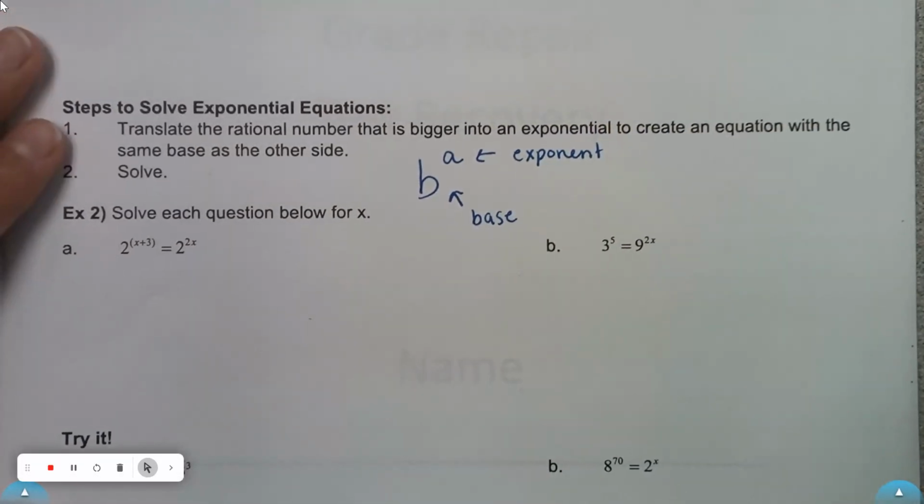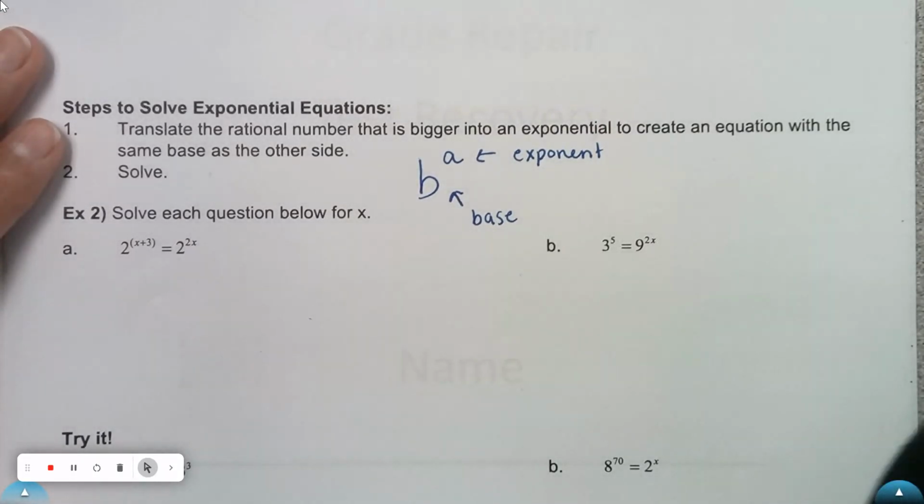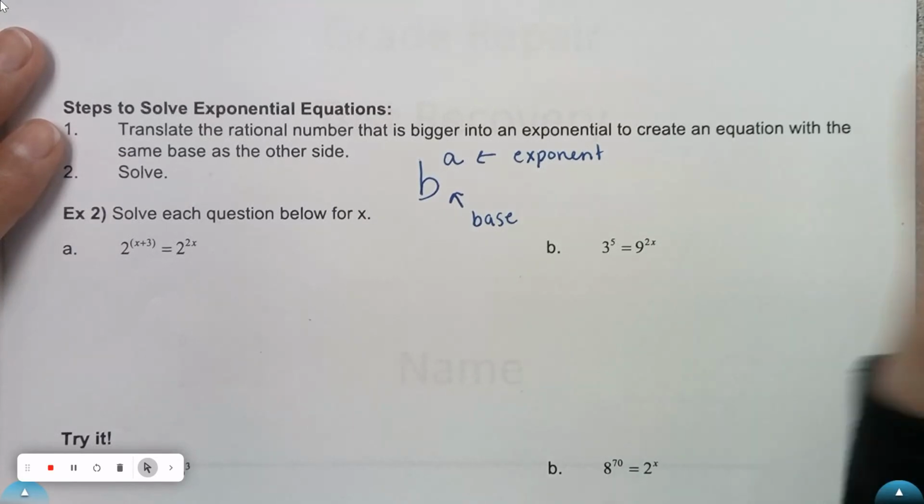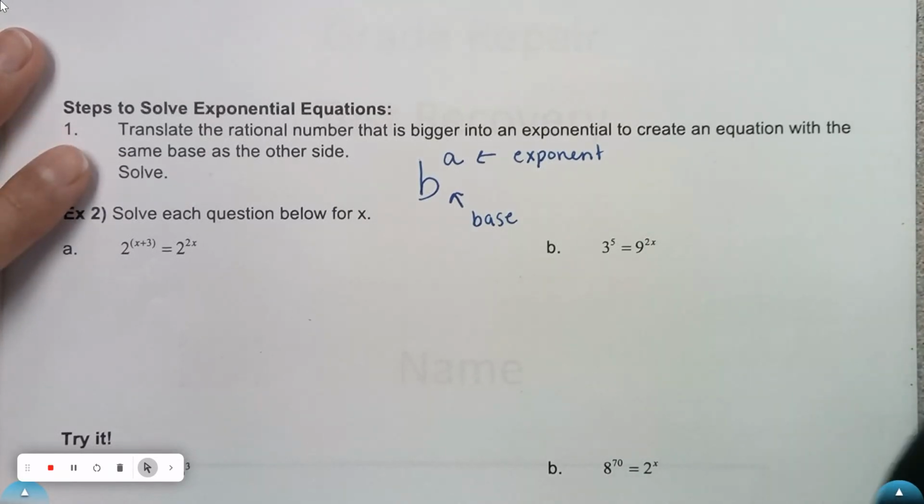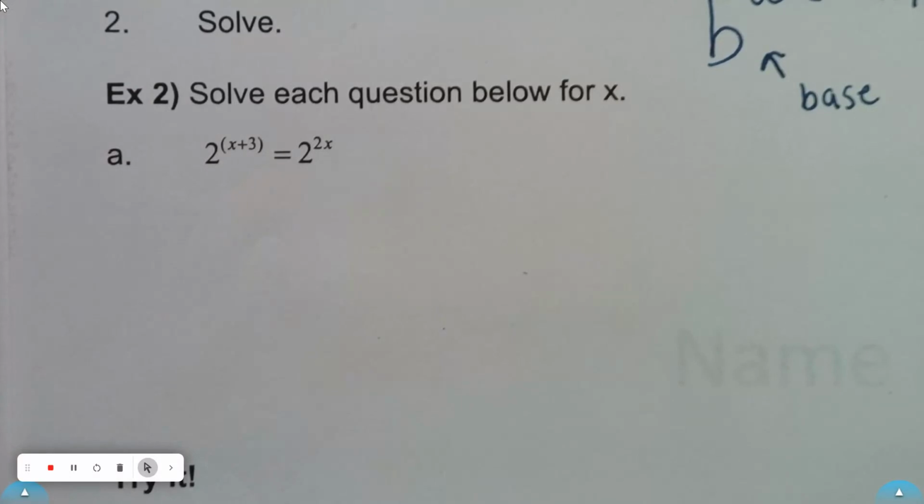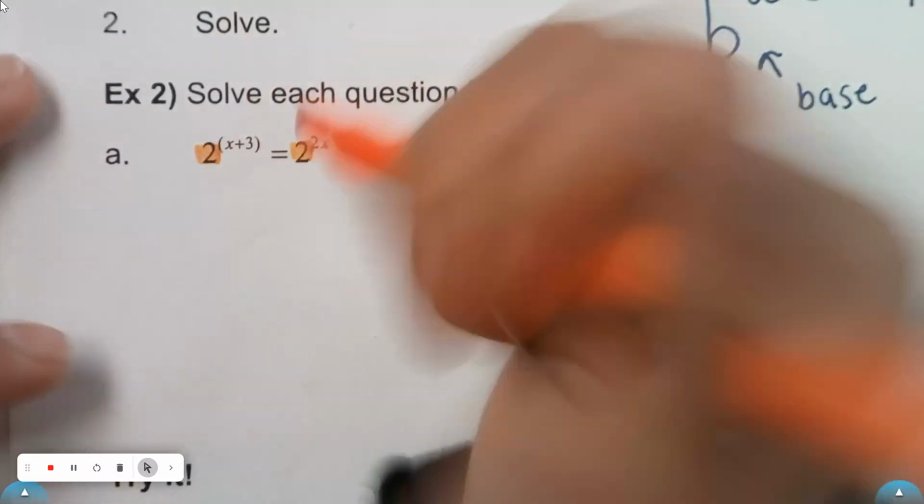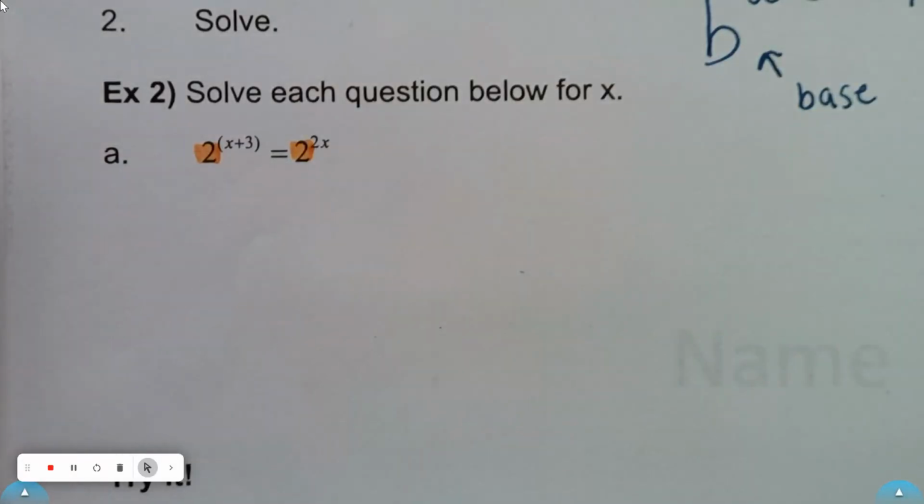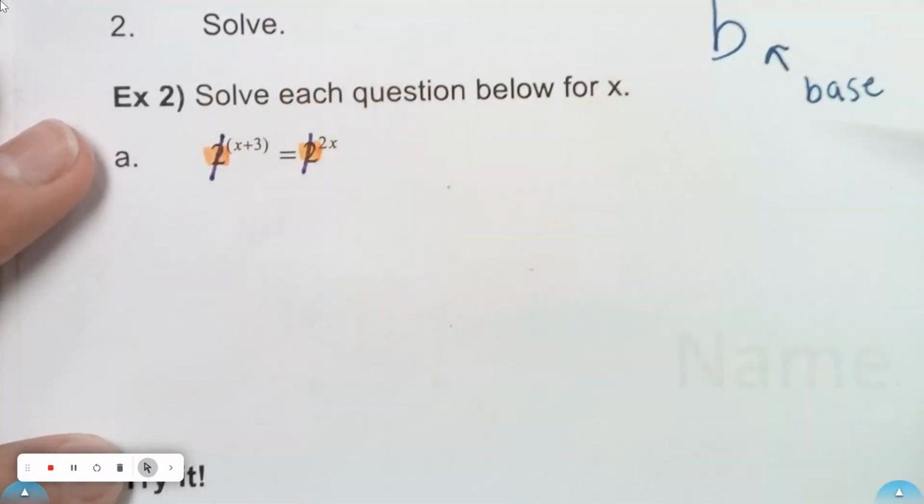When we're referring to our base, we're talking about the big number or the number on the bottom. And we want the big numbers or the bottom numbers to be the same. If they're the same, it makes the problem easier. If they're not the same, we have to change them so that they are. So let's try letter A. Your base is the big number, meaning the 2. So like this 2 and this 2. If those base numbers match, you can cross them out.